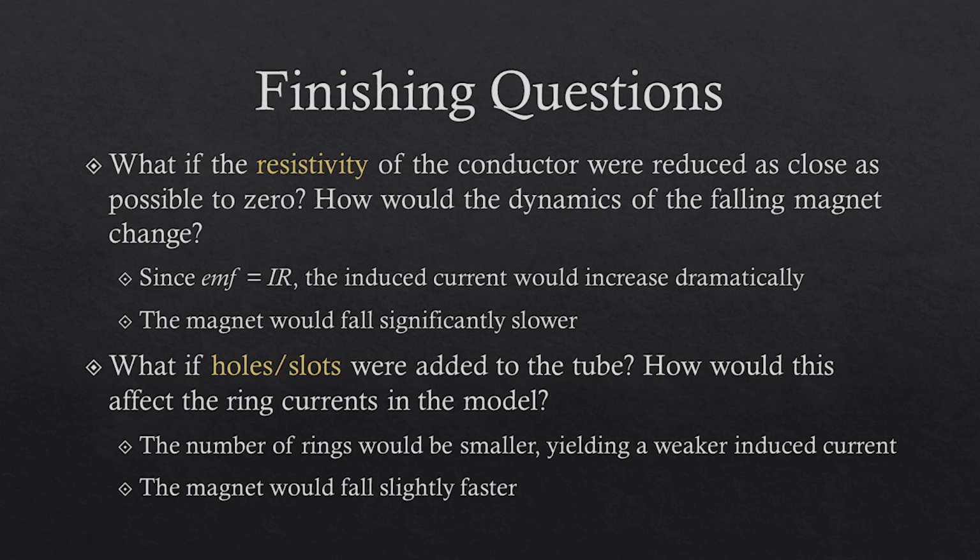Next question, what if holes or slots were added to the tube? The number of rings would be smaller, and that would yield a slightly weaker induced current, and the magnet would fall slightly faster because the force pushing up on it would be less.